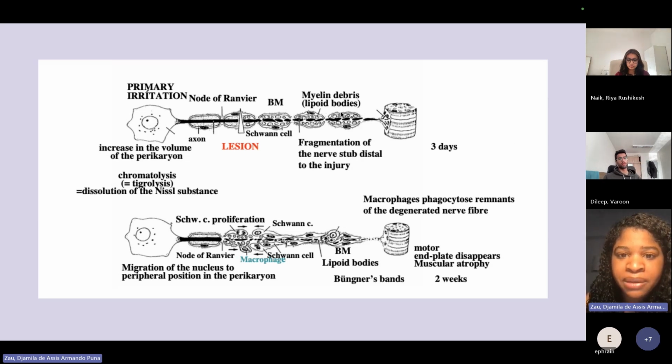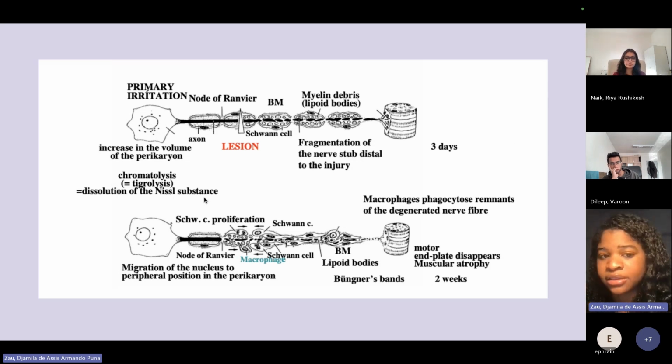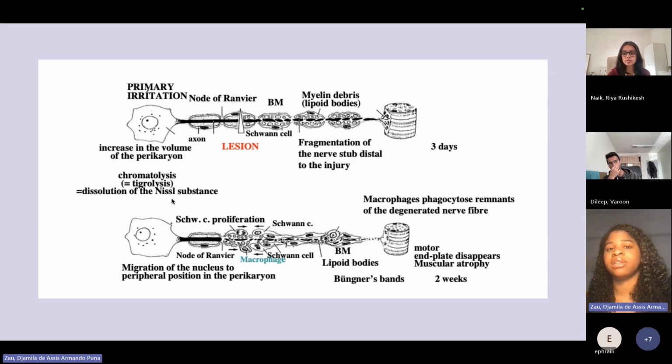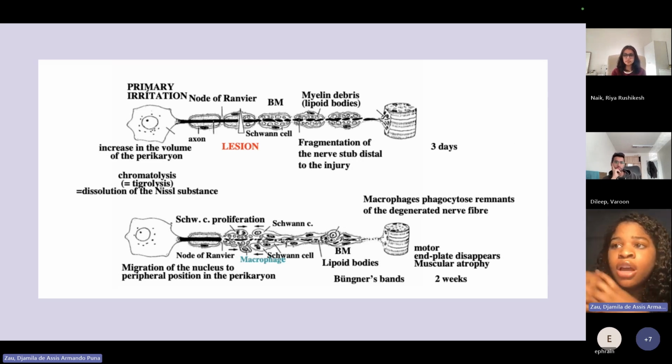And you'll see here lipid bodies, which are a sign of degeneration, and you're going to have fragmentation of the nerve distal to the injury. Another thing that you're going to have is an increase in the volume of the cell body, and you're going to have dissolution of the Nissl substances. This is known as chromatolysis or tigrolysis, and I remember that this is something that they do ask of you. They might ask, okay, what happens when there is some lesion on a neuron?